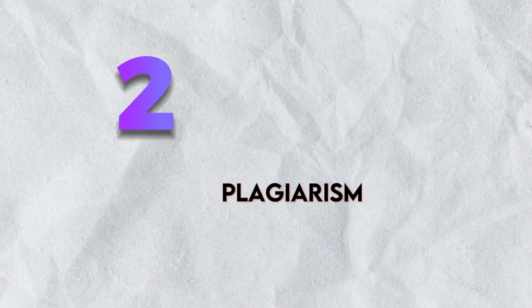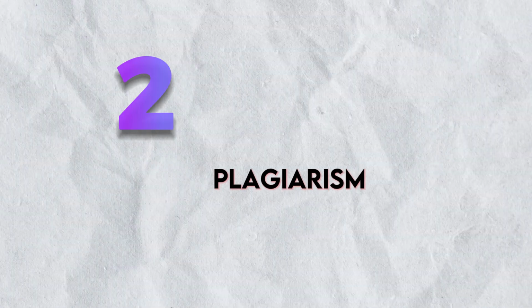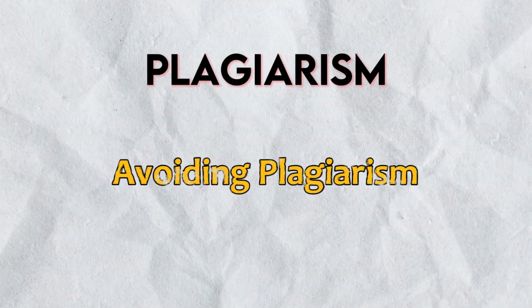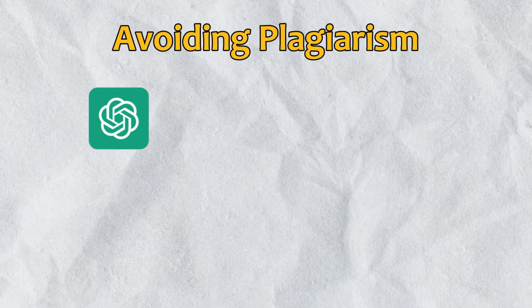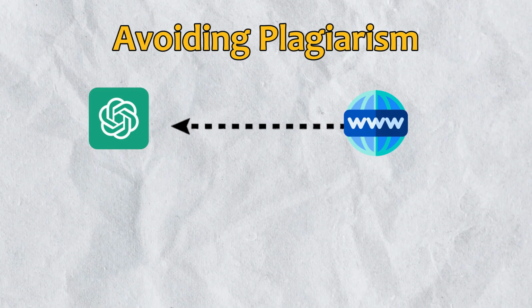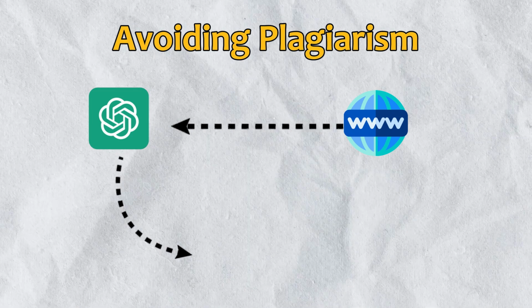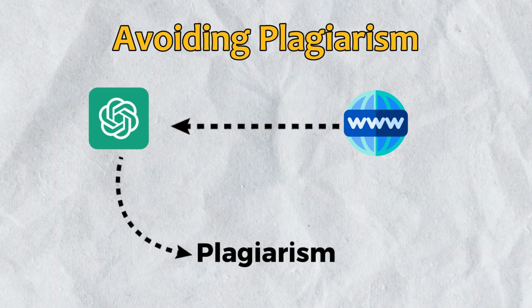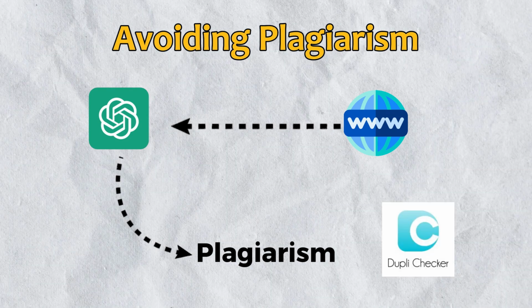2. Plagiarism. Now, let's talk about a crucial aspect of academic integrity: avoiding plagiarism. While ChatGPT is fantastic for drafting your assignments and reports, it does pull from existing texts on the web, which might inadvertently lead to plagiarism. To safeguard your work, I recommend using a free AI tool called Duplichecker.